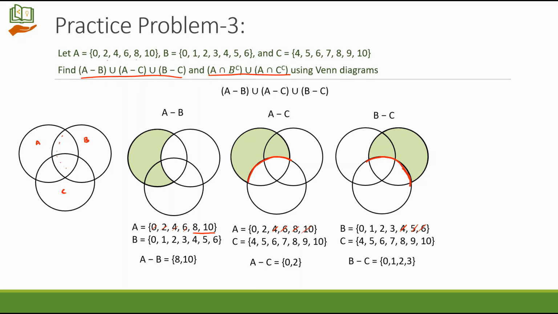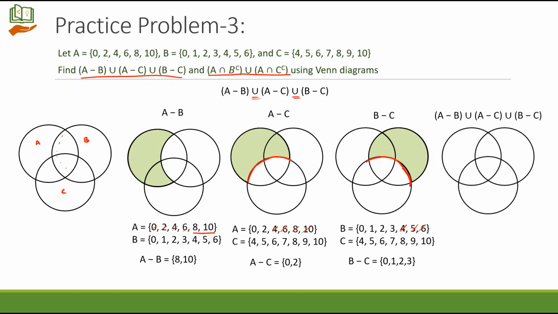So the answer will be 0, 1, 2, 3. This will be B minus C. We have to join them together using union operation. Union operation will join all these three places together. So this is A minus B union A minus C union B minus C.